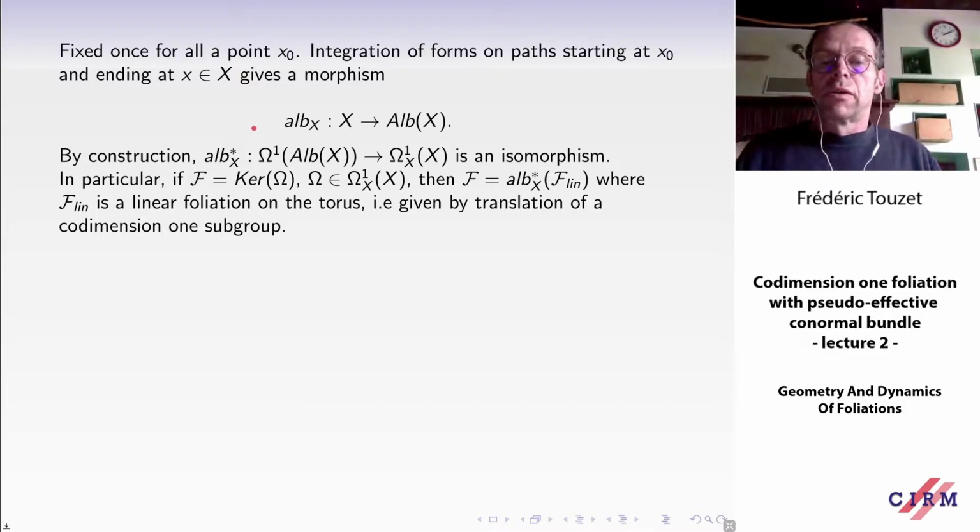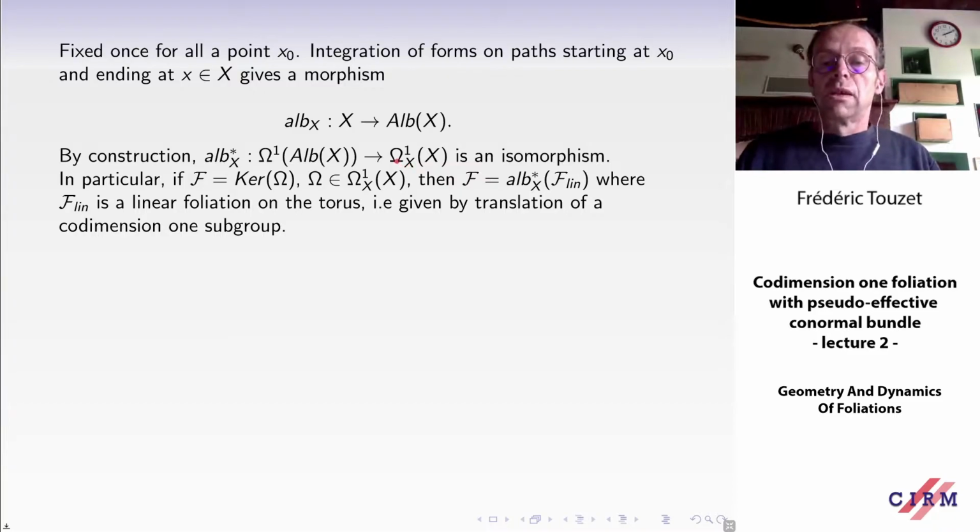Okay, so if one looks at the constructions above, you can easily convince yourself that one inherits a morphism given by the pullback of the Albanese map from the space of one-forms on the Albanese torus to the space of one-forms on the original manifold X. And that this morphism is indeed an isomorphism.